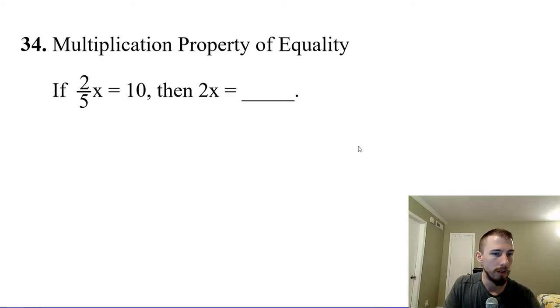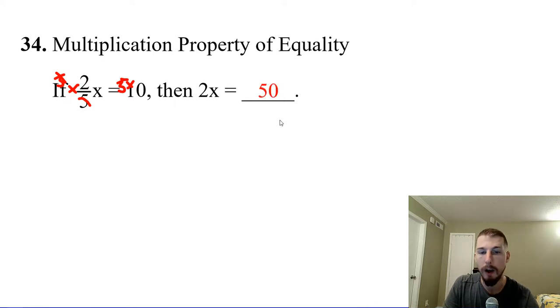All right, 34, multiplication property of equality. So we're going to multiply both sides by the same thing. So if we have 2/5 x is equal to 10, then we have 2x. So how do I go from 2/5 x to just 2x? What did I multiply by? Well, I'm going to end up multiplying both sides by 5, right? So if I do 5 times 2/5, that's going to simplify to 1. And if I multiply one side by 5, I have to multiply the other side by 5 as well. It looks like a 3, it's totally a 5. So 2x is actually going to be equal to 5 times 10, which is 50.